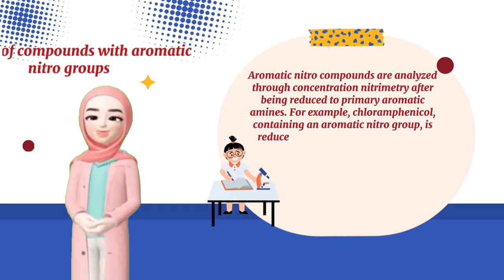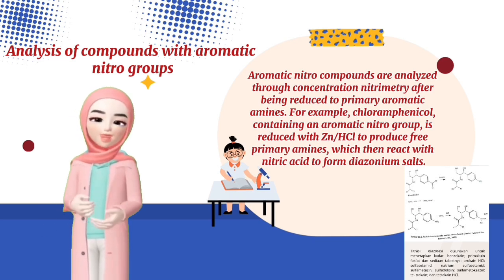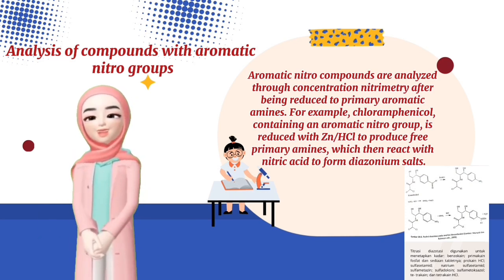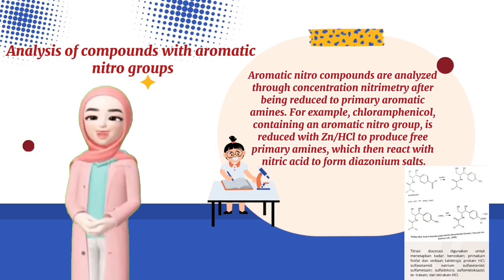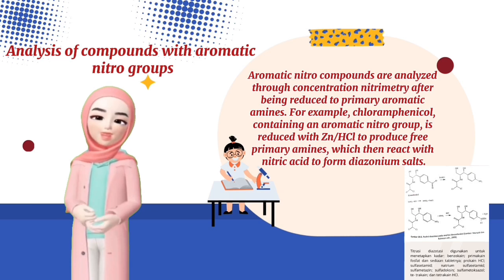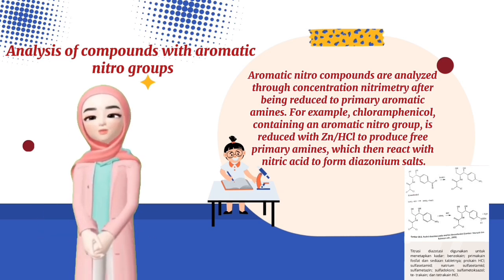Aromatic nitro compounds are analyzed through nitrometry after being reduced to primary aromatic amines. For example, chloramphenicol, containing an aromatic nitro group, is reduced with NH4Cl to produce free primary amines, which then react with nitrous acid to form diazonium salts.